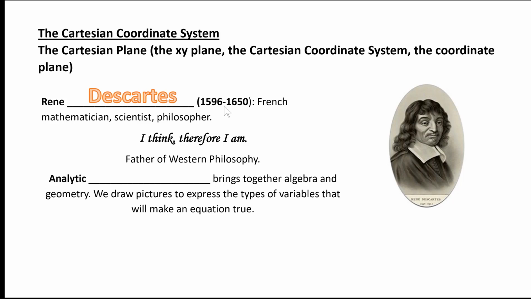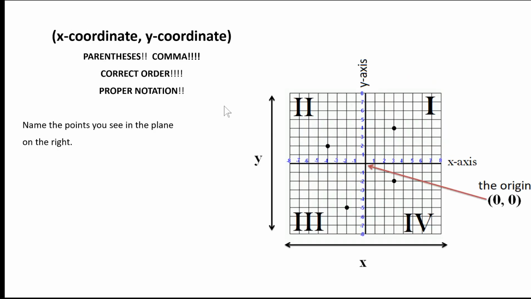He came up with this idea of analytic geometry, which takes the idea of algebra, equations involving variables and things like that, and relates it to geometry, the idea of drawings and diagrams. And he does that by using this Cartesian coordinate system. This is what the XY or Cartesian coordinate system looks like. The XY plane, we often call it.